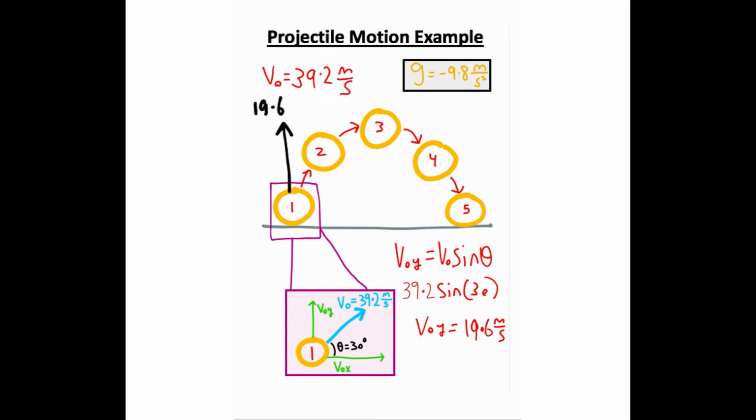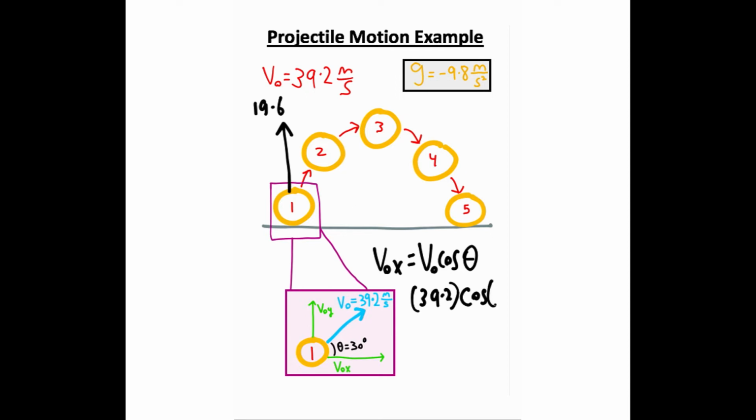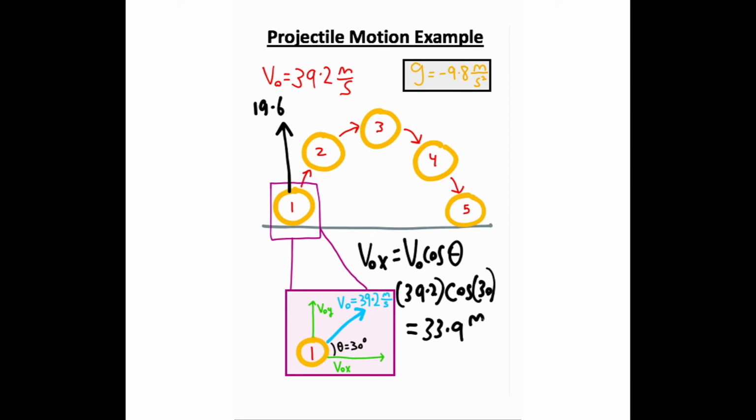Now, how do we calculate the horizontal direction? Well, the horizontal direction is going to be your initial velocity multiplied by the cosine of your angle. So to get velocity in the x direction, that's going to be velocity times the cosine of our angle theta. And velocity is, again, 39.2 initially, and this is all going to be multiplied by the cosine of 30. So the cosine of 30 times 39.2, if you type this into your calculator, you're going to get that this whole number equals 33.9 meters per second.